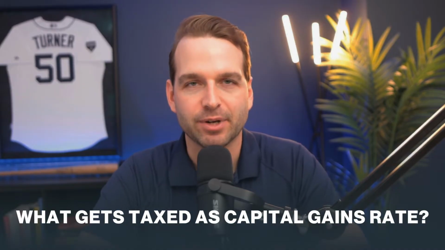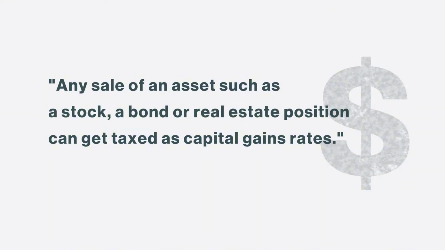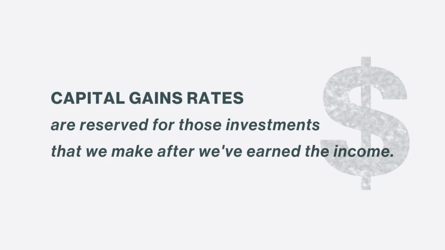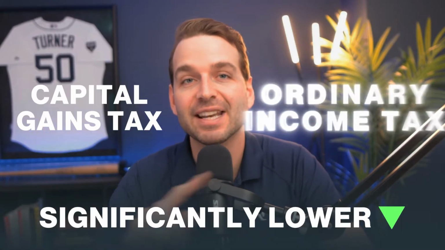All right, so the first thing to understand is what gets taxed at capital gains rates. Any sale of an asset, such as a stock, a bond, or a real estate position, can get taxed at capital gains rates. So I want you to think about it like this in terms of a simple breakdown. Earned income that you're earning from your job will get taxed at ordinary income tax rates. Capital gains rates are reserved for those investments that we make after we've earned the income. And the key thing to understand here, which we're going to talk about, is the tax rate is significantly lower for capital gains taxes than it is for ordinary income.